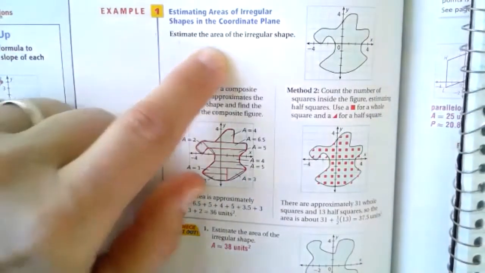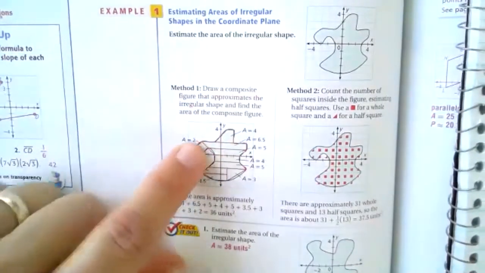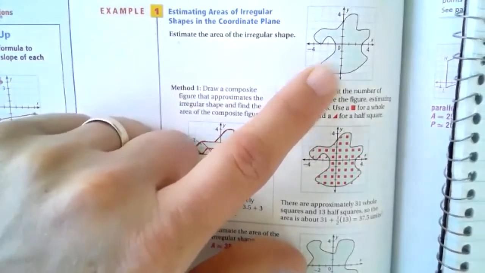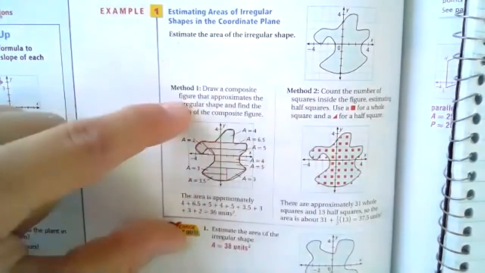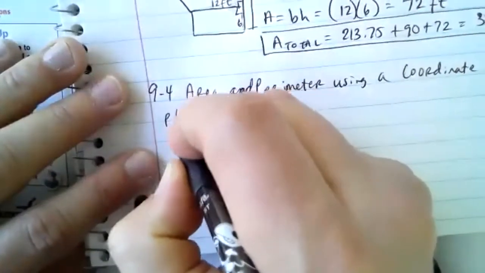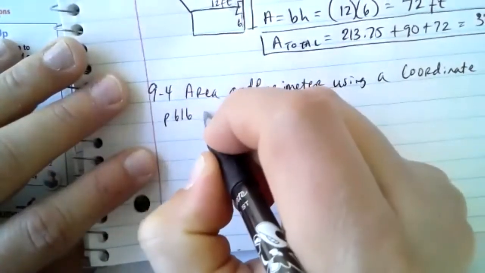So it says, estimate the area of the irregular shape. Now, I cannot draw this accurately on my paper, and I'm not going to try to do that. I'm just going to write out the information here. So this comes from page 616, this is example 1.